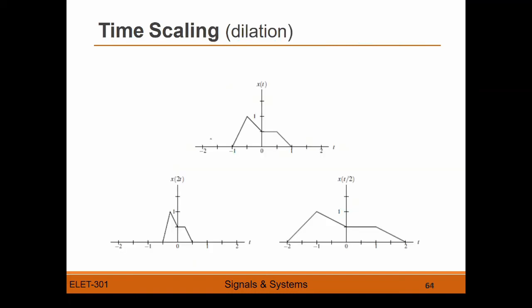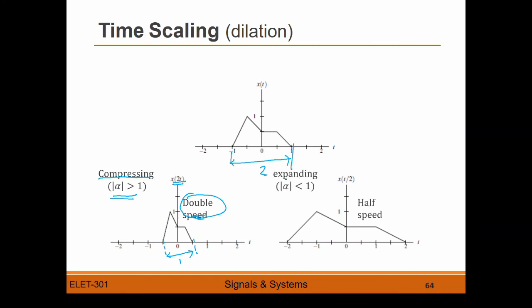Let's see it in plots. This is the original signal, and first, what happens if we are compressing the signal? When we're compressing, we are multiplying by 2, so we are doubling the speed. Rather than finishing the entire signal between -1 and 1, which is 2, now we're finishing it so quickly, within just 1, from positive half to negative half. So this is when alpha is greater than 1.